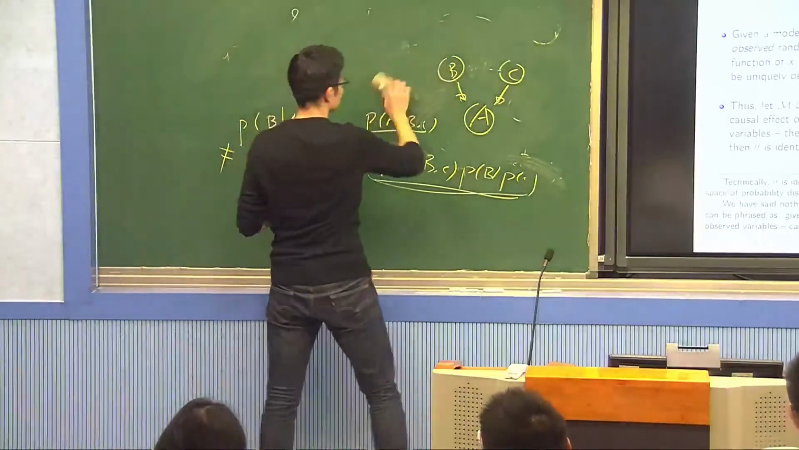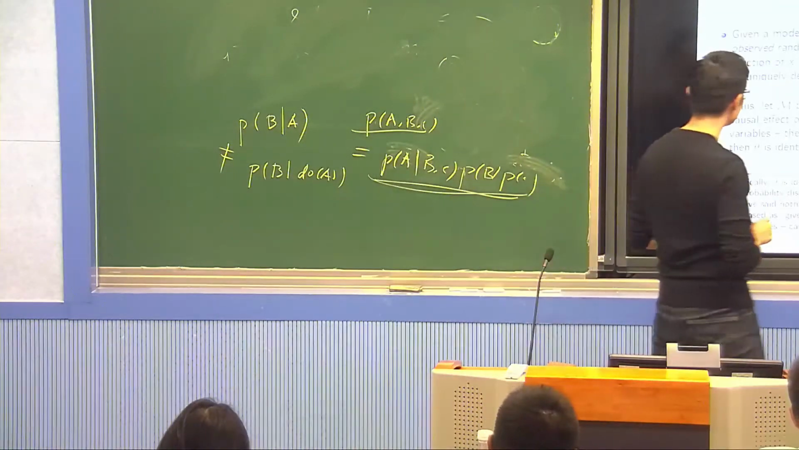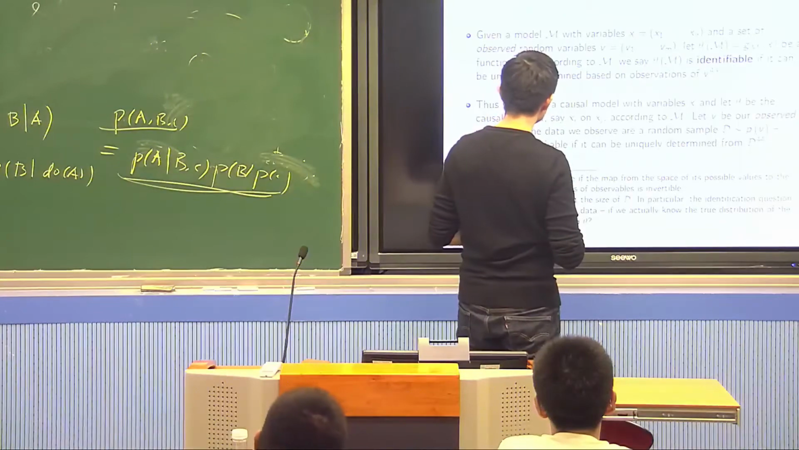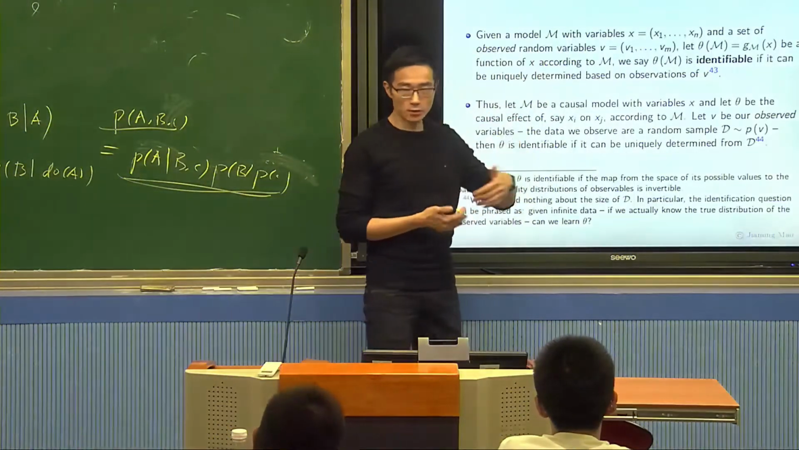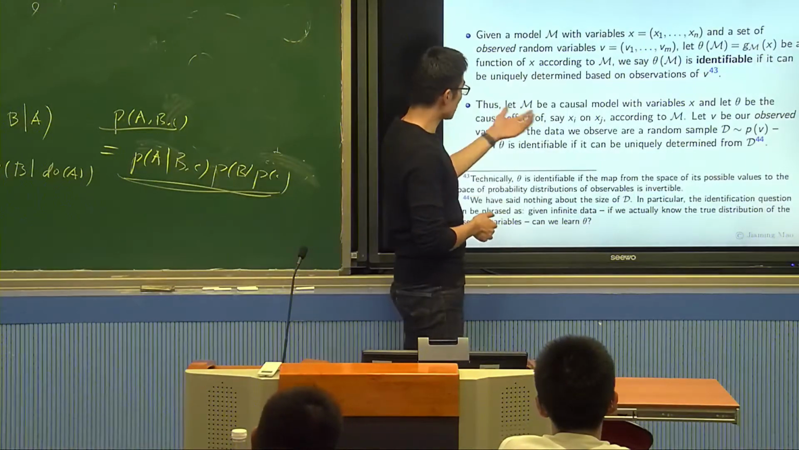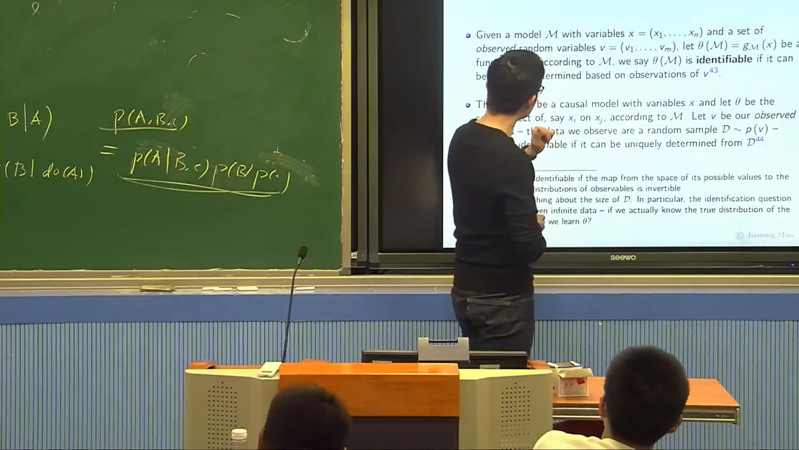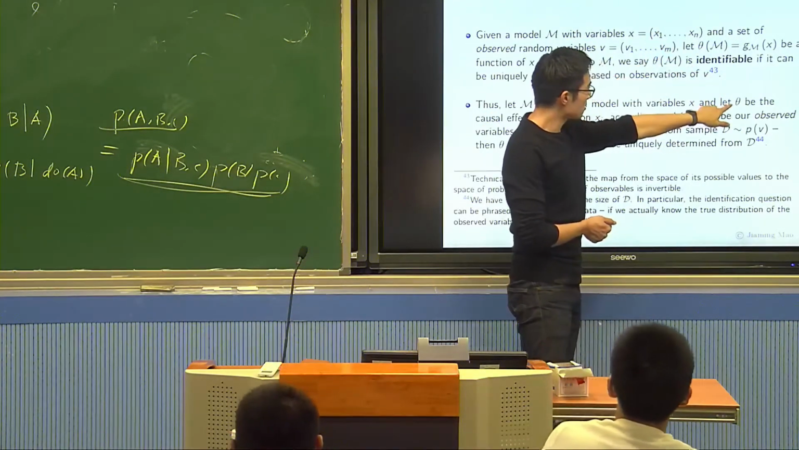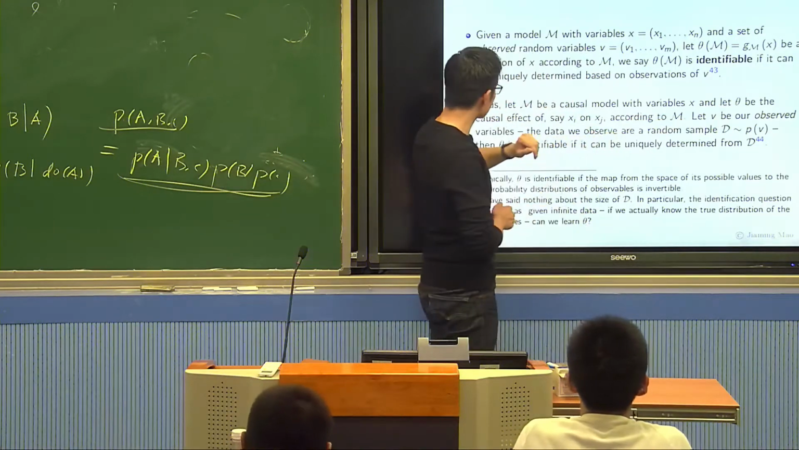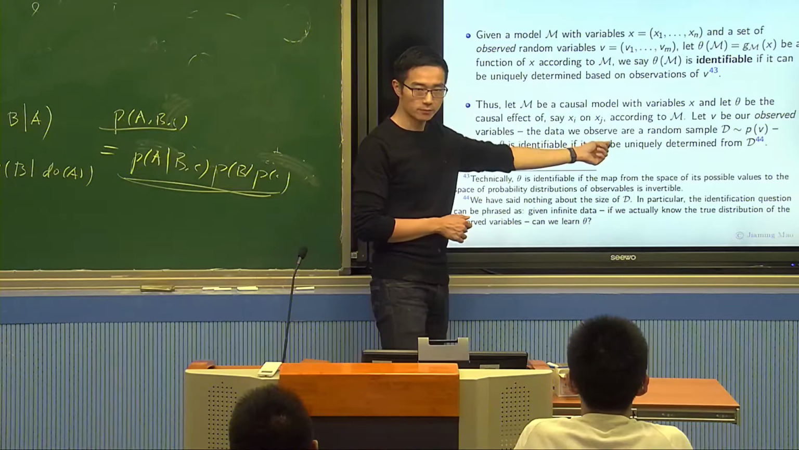Let me try to give you some examples. Actually, let me just say this. Now, M need not be a causal model. But suppose M is a causal model, and it has variable x. Suppose this theta, which is a function of x, is the causal effect of one of the x variables on the other x variable.